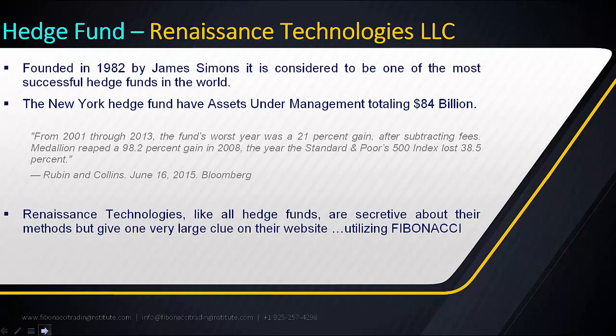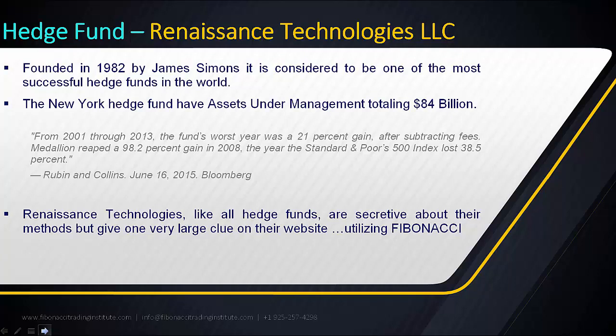So the fund I mentioned prior was founded in 1982 by James Simons. One of the most successful hedge funds in the world is my role model. The asset management is under 84 million. His worst year was in 2013, a 21% gain after all fees. Simply the fact. So Fibonacci holds the bar very, very high.